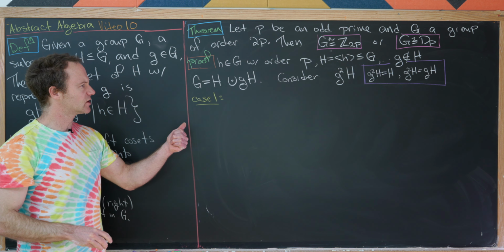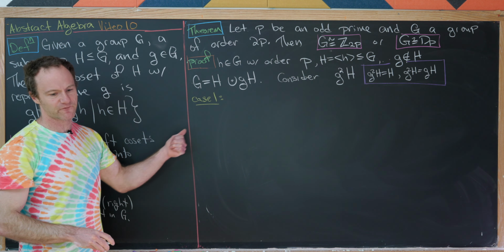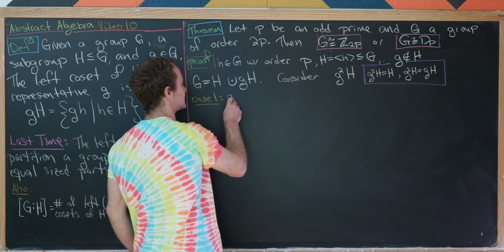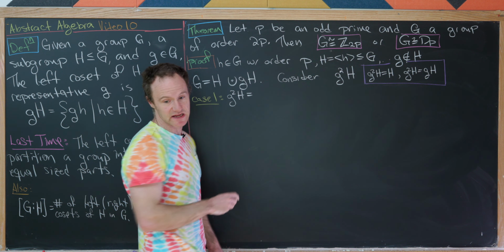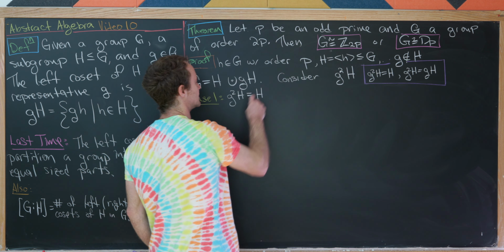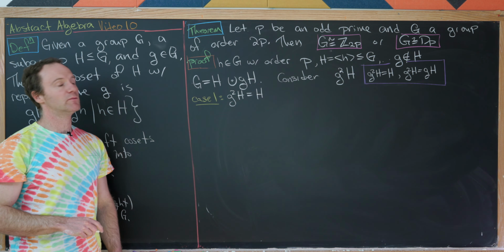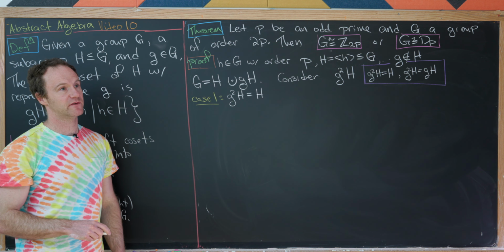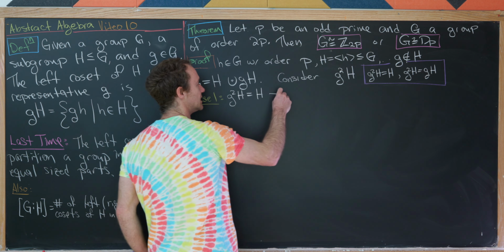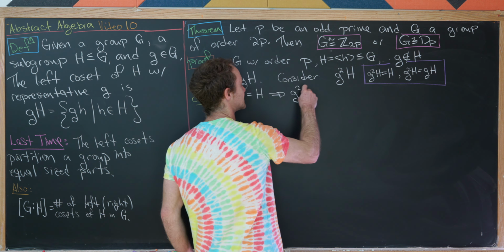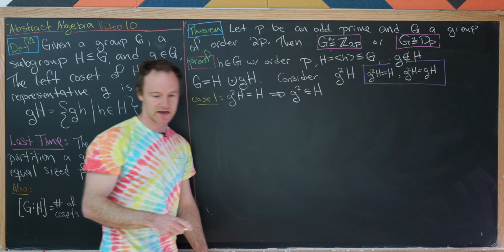Okay, so let's go through this first case, which is g squared H is equal to just the original subgroup H. But let's recall that big theorem that we had in the previous video about coset equality, this implies that g squared is an element of H.